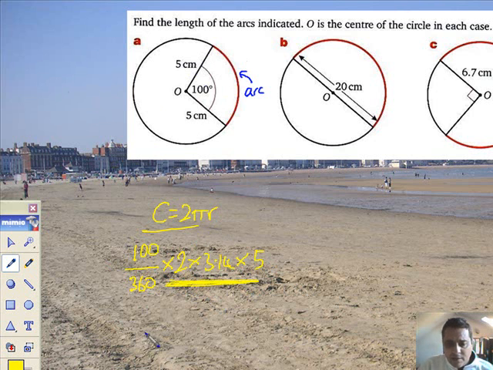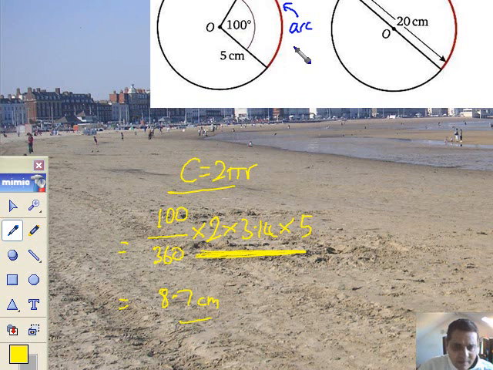That part is the entire circumference, and the 100 over 360 is that fraction of the entire circumference. And all we have to do is put that into the machine. 100 over 360 multiplied by 2 times 3.14 times 5. That gives me 8.7 centimetres. Okay, 1 decimal place is good enough. And the arc length is therefore 8.7, as we said.